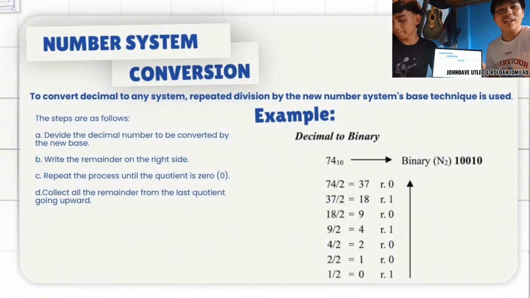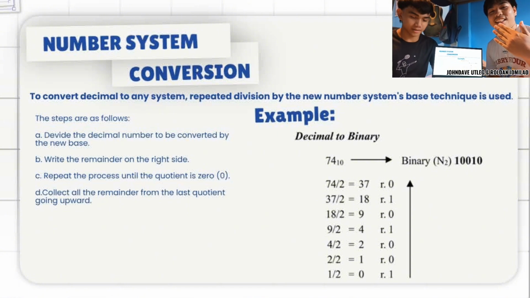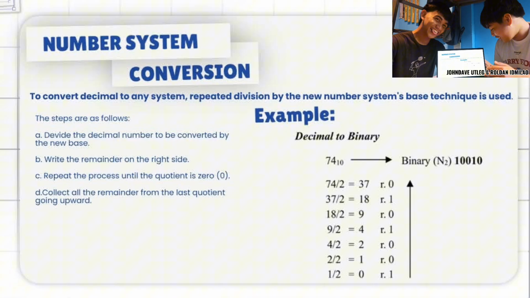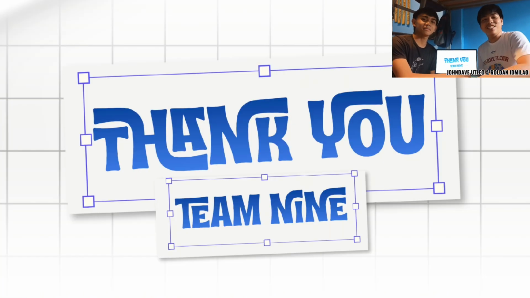Ano ba ang mga even? Like 2, 4, 6, 8, 10. And then, ang mga odd naman ay 1, 3, 5, 7. And so on and so forth. And that's all. Maraming salamat po.